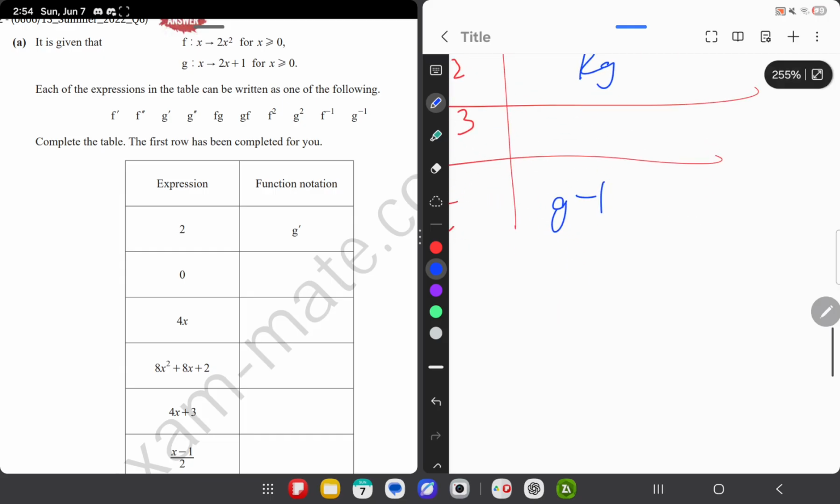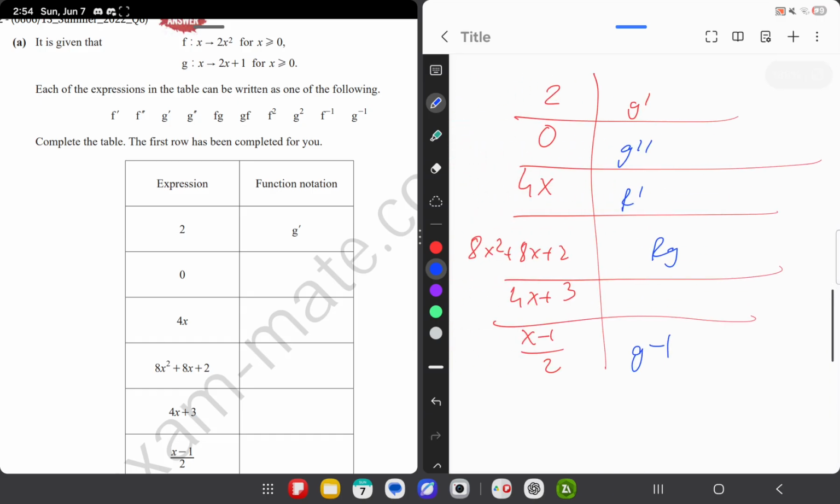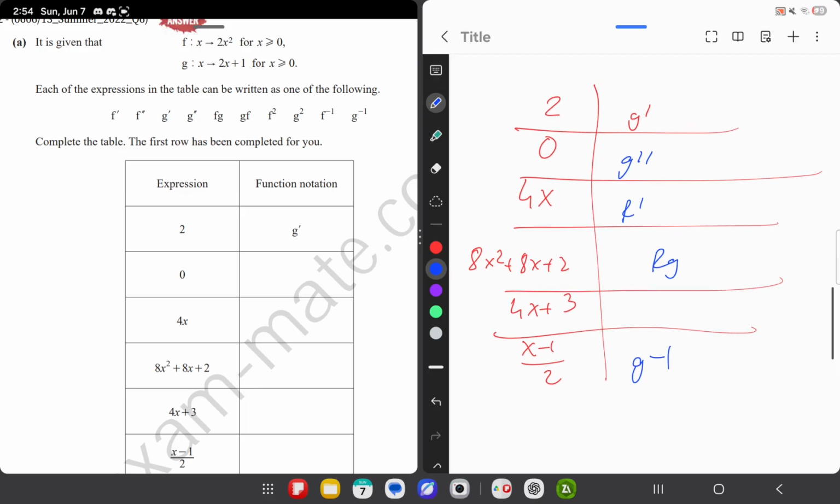Which expression gives us 4x plus 3? We know it's not f prime, it's not f double prime. That would be 4. g prime, we have used it. g double prime, we have used it. gf is equal to 4x squared plus 1. f squared, this is 2 times 2x squared, this is 4x to the 4. g squared, 2x plus 1. Ooh, g squared, nice.